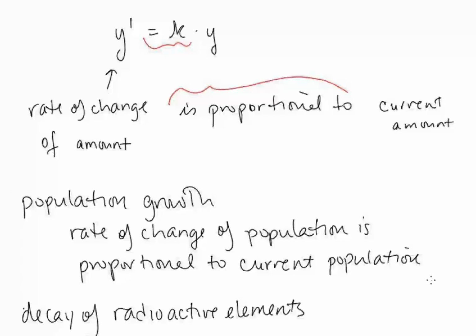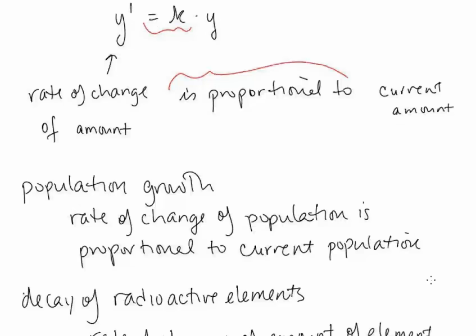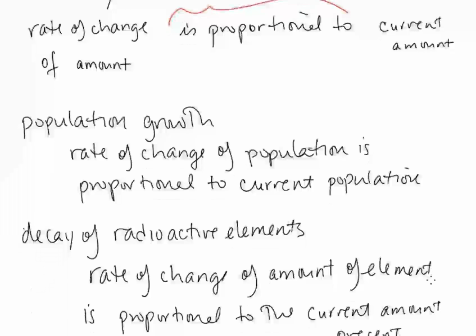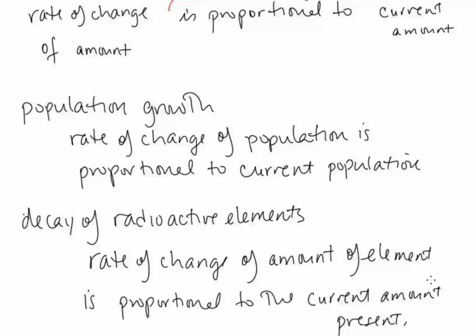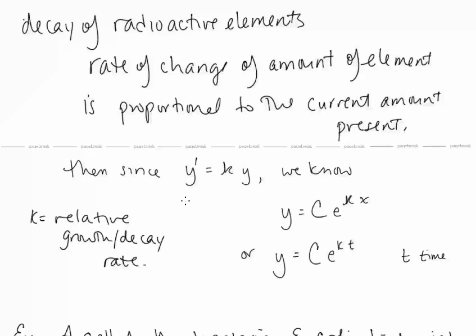So this occurs in population growth and also in the decay of radioactive elements. With population growth, the rate of change of population is proportional to the current population. With the decay of radioactive elements, the rate of change of the amount of an element is proportional to the current amount present.